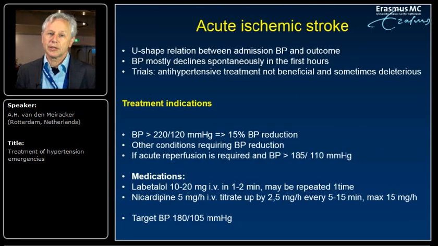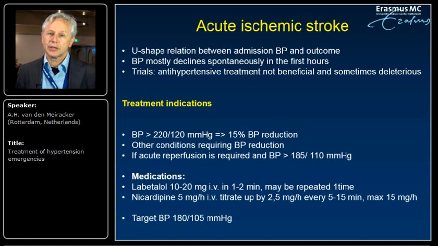Then, acute ischemic stroke. There's a U-shaped relation between admission blood pressure and outcome. Blood pressure in most patients declines spontaneously in the first 24 hours. There have been a lot of trials with antihypertensive treatment, and the results show that treatment is not beneficial and sometimes even deleterious. Treatment is indicated if blood pressure is very high, as shown here, and then you will go for about 50% blood pressure reduction. There can also be other conditions that require blood pressure reduction.